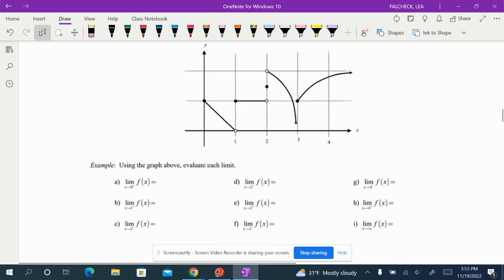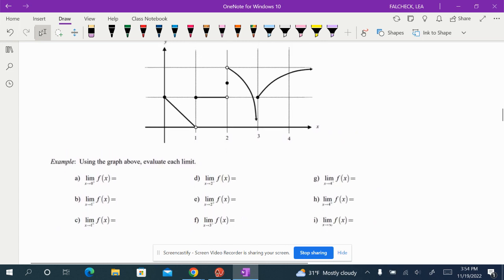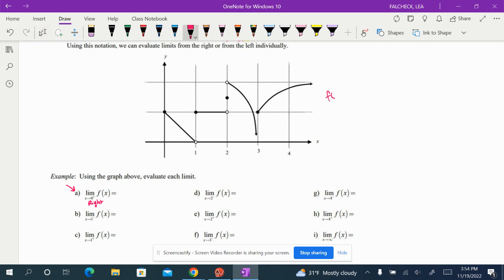So we're going to use the graph from above to evaluate each limit. I'm going to do the first couple with you, and then you're going to pause the video and finish the rest on your own. So we have part A right here. We have the limit as x approaches 0 from the right of f of x. This piece up here is f of x, okay? So we're going to go to 0 on the x-axis, and then we're coming in from the right. We go up to the graph and examine what's happening as we come into 0 from the right. What is the y value the function wants to get to? 1.